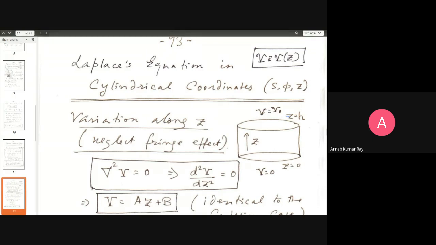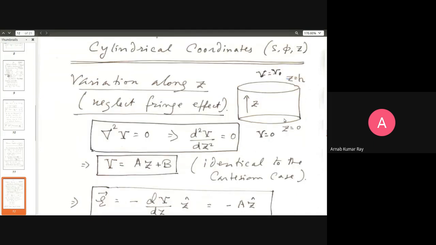Okay, so variation along the z direction. Neglect fringe effect. Let us have a little discussion of this word fringe effect. What do I mean by the fringe effect?